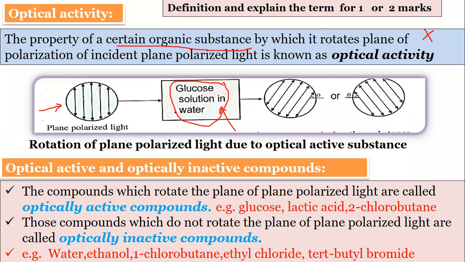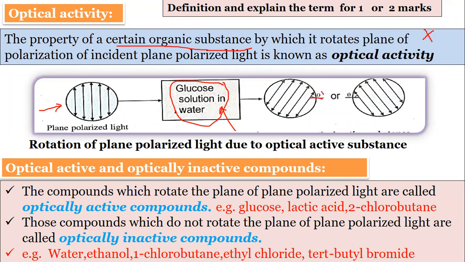When the plane polarized light is passed through certain substances, the entire plane of the plane polarized light is rotated either to the right hand side or the left hand side. Those compounds are called optically active. Again I will elaborate. Suppose this is a plane polarized light. We don't know which substance is kept here. If this plane is rotated, we can see it is rotated. This is the angle theta.